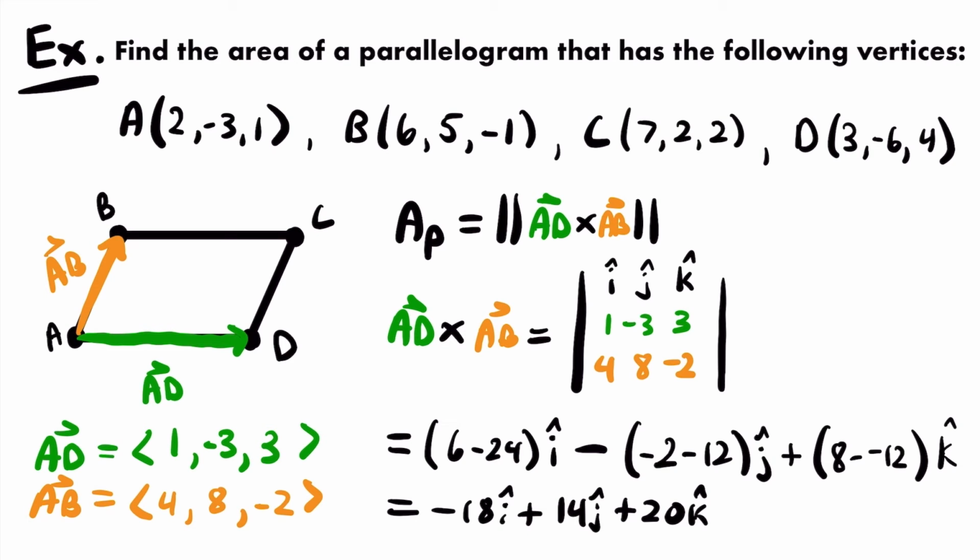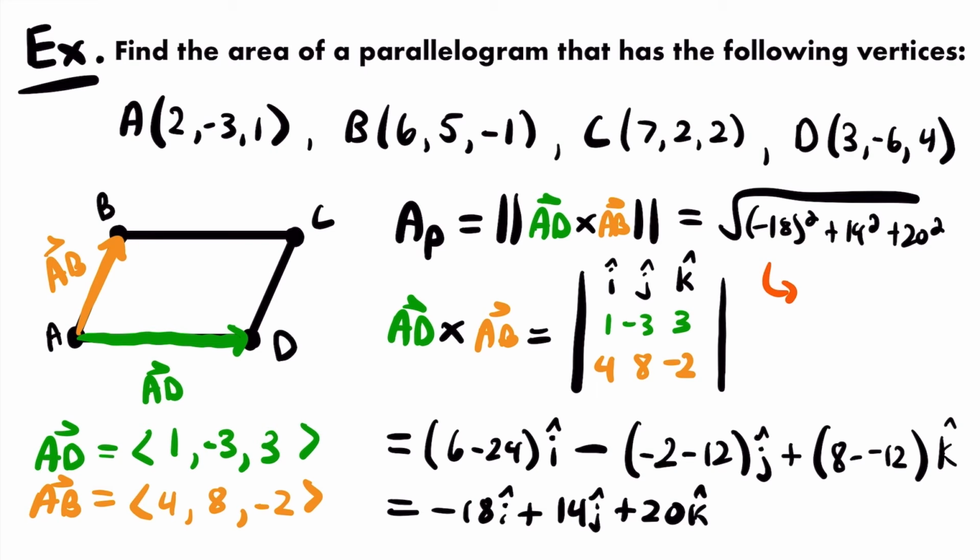But now what we have to do to calculate the area of this parallelogram is take the magnitude of that vector. All right, so let's do that. This will be equal to the square root of the sum of these components squared. So we'll have negative 18 squared plus 14 squared plus 20 squared. And this is going to be a pretty big number. Negative 18 squared is 324, so this will be equal to the square root of 324 plus 14 squared, which is 196, plus 20 squared, which is 400. And so 324 plus 196 plus 400 is 920.